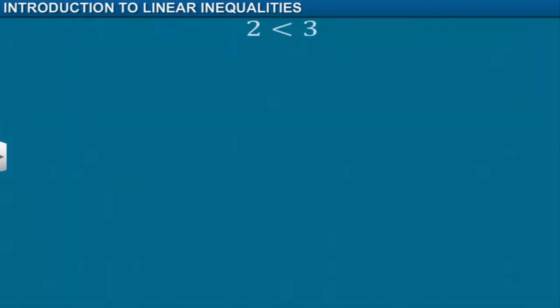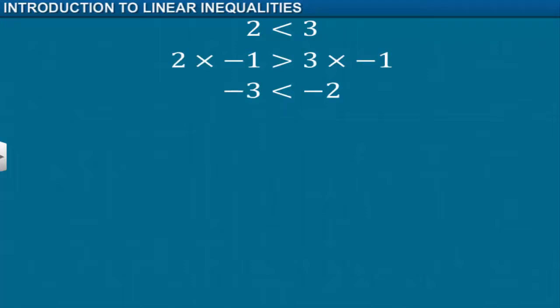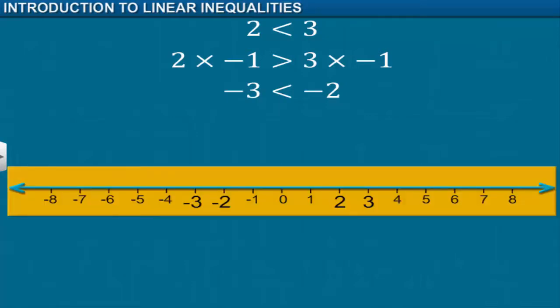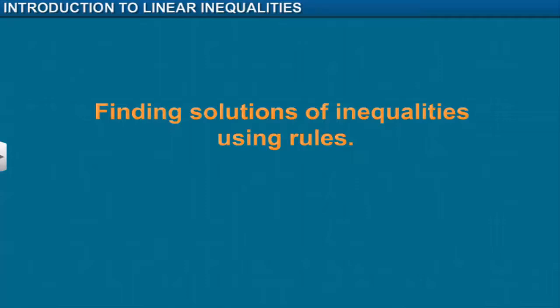We know that 2 is less than 3. Let's multiply with -1 on both sides. We change the signs since we are multiplying with a negative number. If we observe the numbers on the real line, -3 is less than -2. That is why we change signs when we multiply with a negative number. Let's see how these rules can be helpful in finding solutions of inequalities.